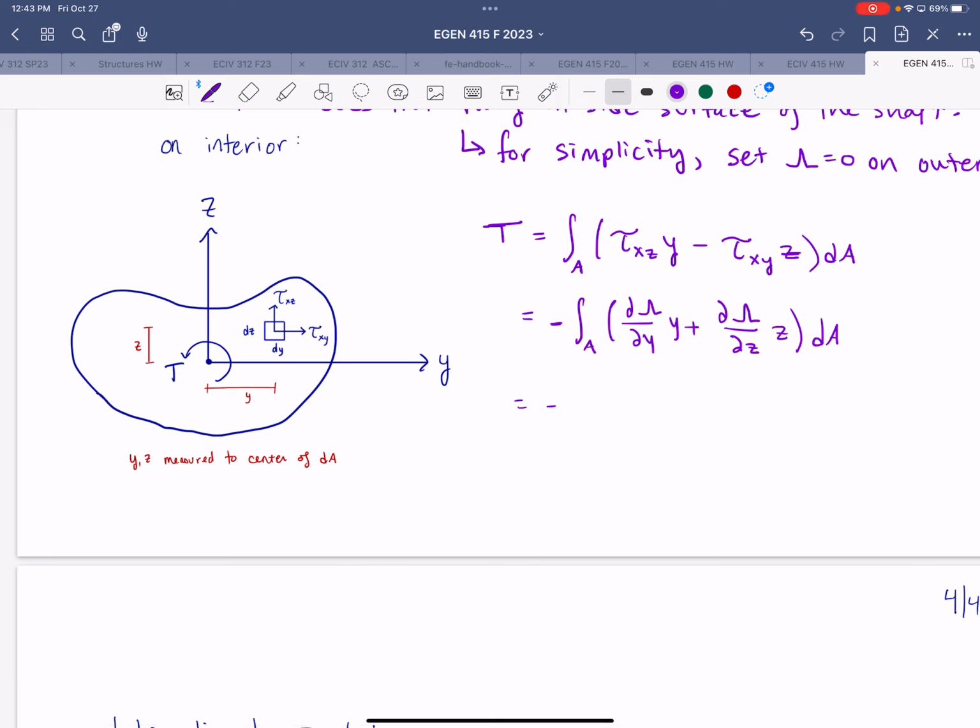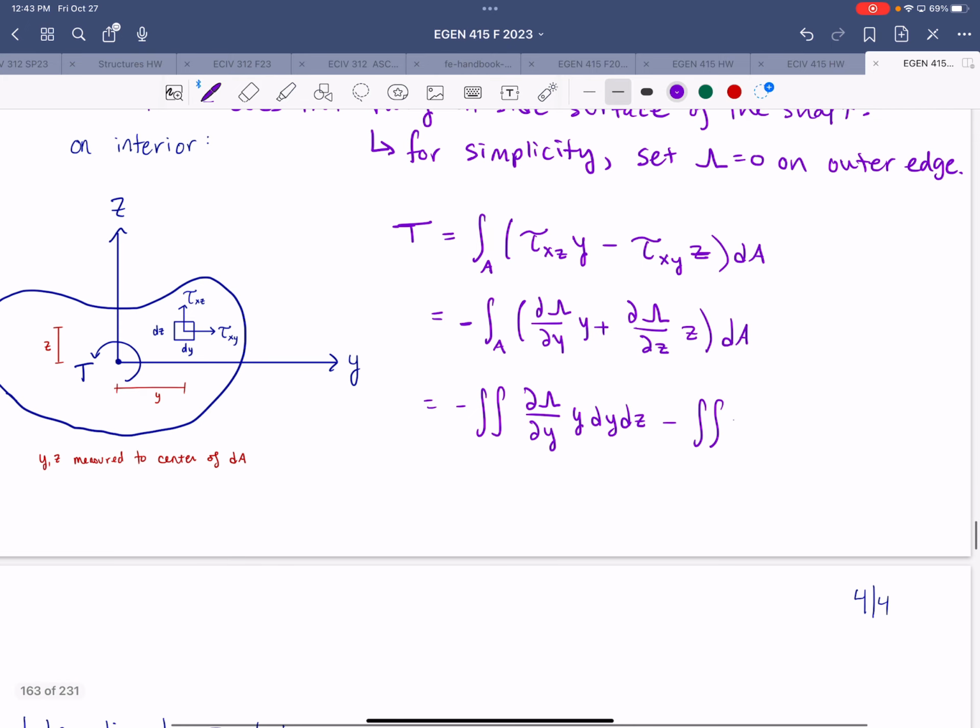And then we can write that as the double integral of the partial derivative of lambda with respect to y times y dy dz minus the double integral of the partial derivative of lambda with respect to z times z dz dy. All right, so just separating those terms and applying the order of integration that makes the most sense for those terms.